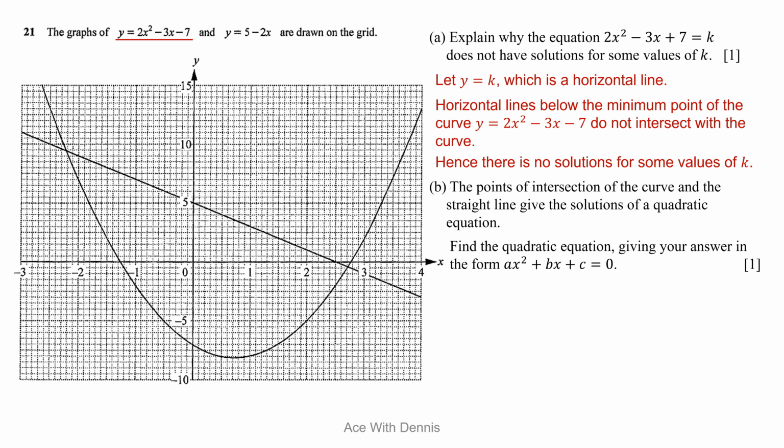So this is the equation of the curve and this is the equation of the line. Since we want to find the solution, we equate these two equations together, which is 2x squared minus 3x minus 7 equals 5 minus 2x. And we rearrange this equation, we have 2x squared minus 3x plus 2x minus 7 minus 5 equal to 0. Simplify, we get 2x squared minus x minus 12 equals 0. So we have rearranged the equation in a quadratic equation form, in the form of ax squared plus bx plus c equal to 0.